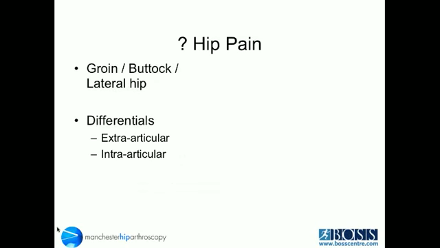Hip pain can be difficult to work out when patients first present, particularly when they've had long-standing problems. The most common area of pain is the groin, but they can occasionally get symptoms around the buttock area, the sacroiliac joint, and also the lateral hip region. And occasionally it can be radiating down the leg to the anterior aspect of the knee.